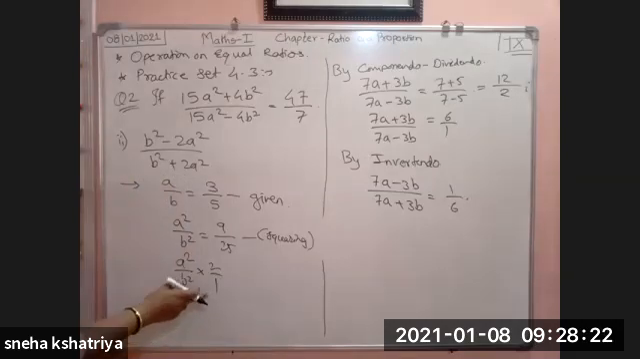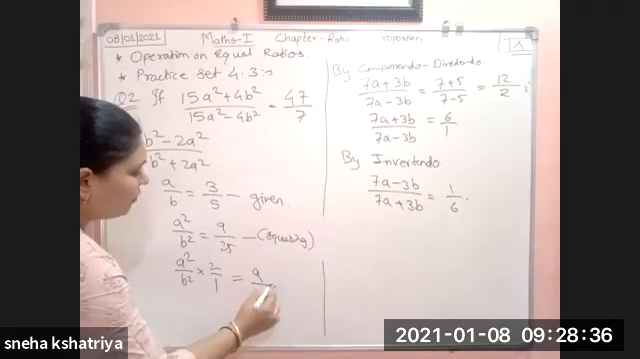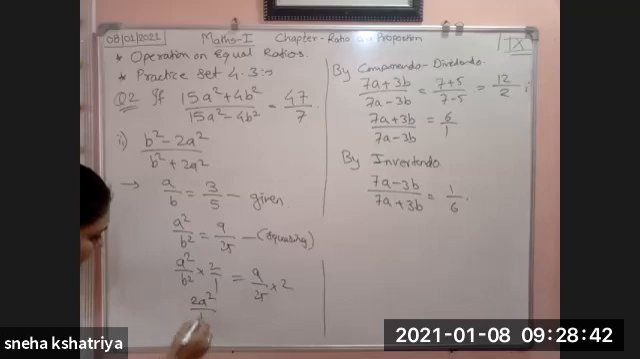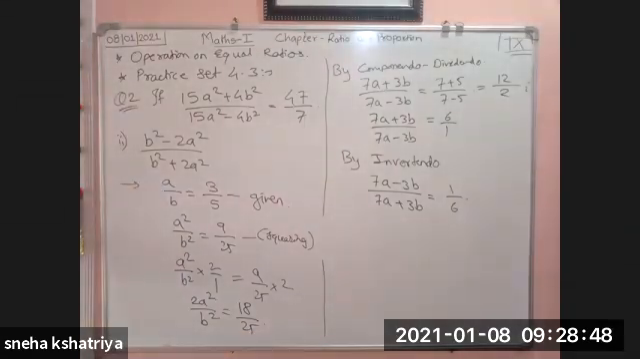No need to write 1, but still, as in the examples we have taken before, we write it in fraction. So I have also written 2 upon 1 here, which is equal to 9 upon 25 multiplied by 2. After multiplying, this will become 2a square upon b square, which is equal to 18 divided by 25. Okay.